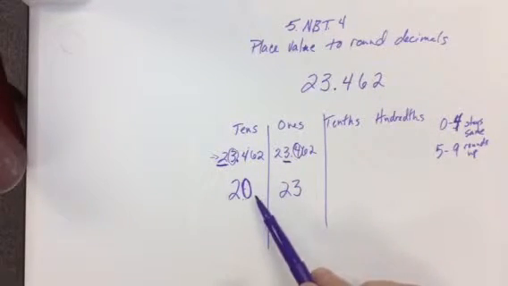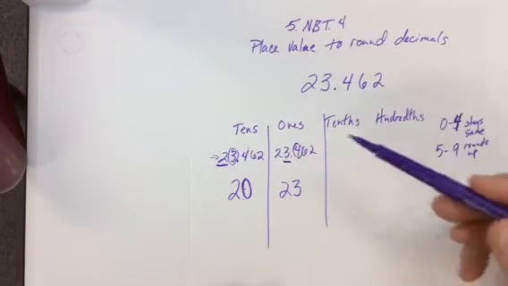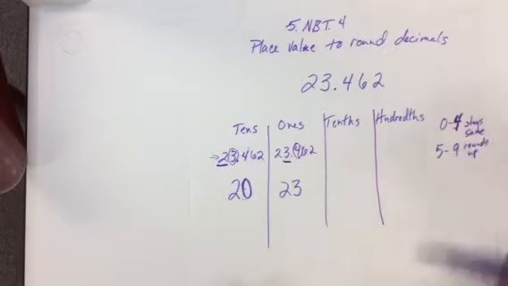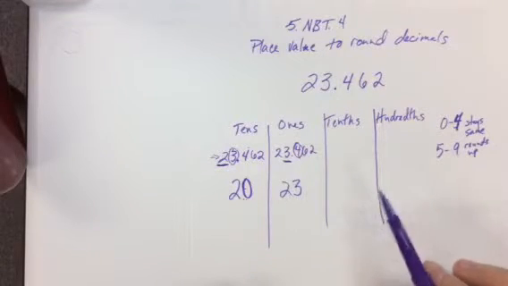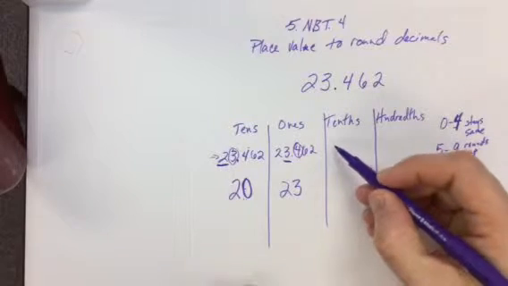Now, if you notice, I did not put any decimals on here. When you are rounding, especially when you're rounding with fractional pieces and decimals, you only want to go to the place value that it is asking for. So I'll show you that with this next number.